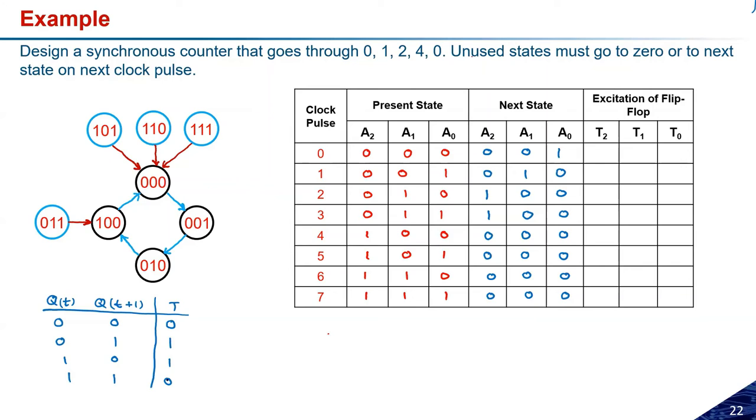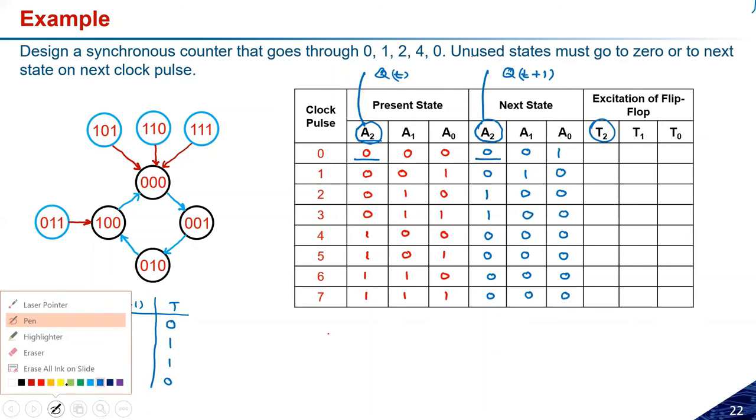So let us try to fill this T2, T1 and T0 based on the present and next values. To make the excitation column for T2, I have to consider A2 from the present state and A2 from the next state. This A2 will be treated as Q(t) and this A2 will be treated as Q(t+1). So I need to find T2. Here it is 0 and 0, so T will be 0.